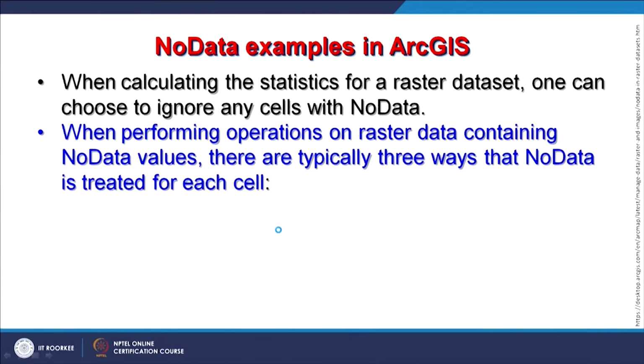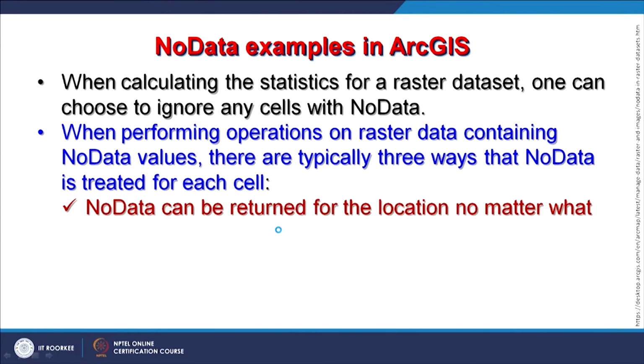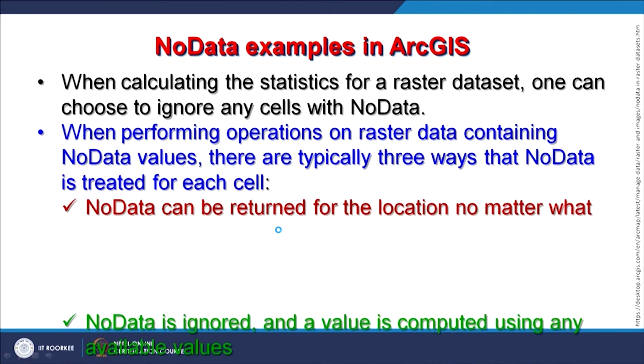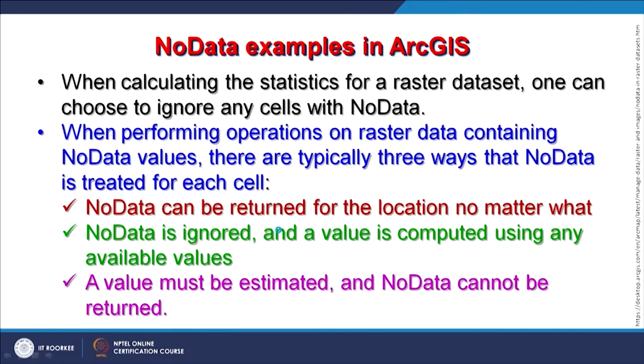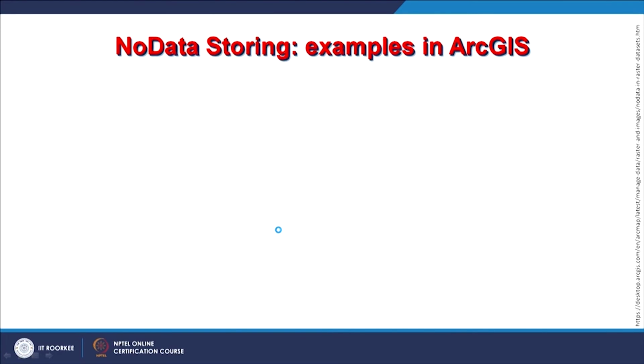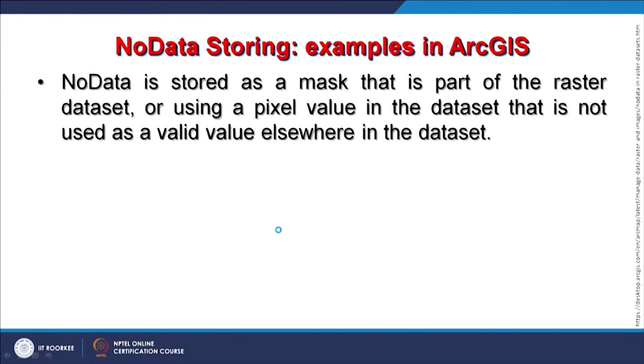And when performing operations on raster data containing no data values, there are typically three ways that no data is treated for each cell. No data can be returned for the location no matter what; no data is ignored and a value is computed using any available values; and the third is that a value must be estimated and no data cannot be returned. So, likewise, the calculation is done, or software is designed to handle no data.